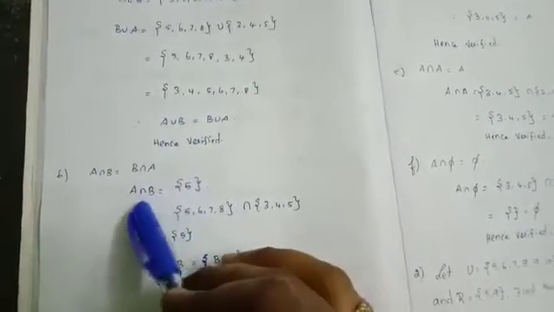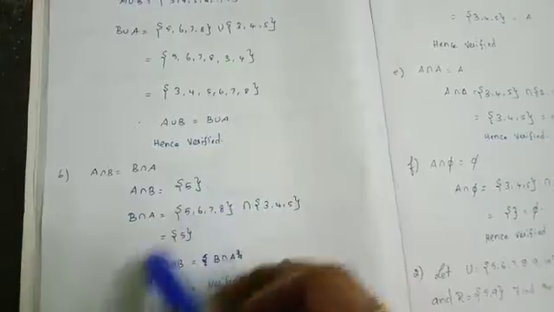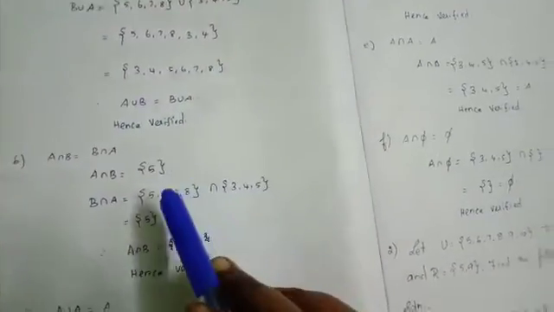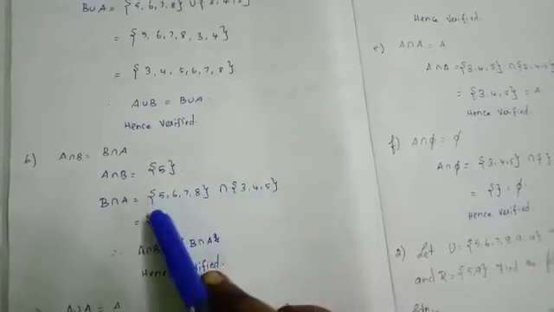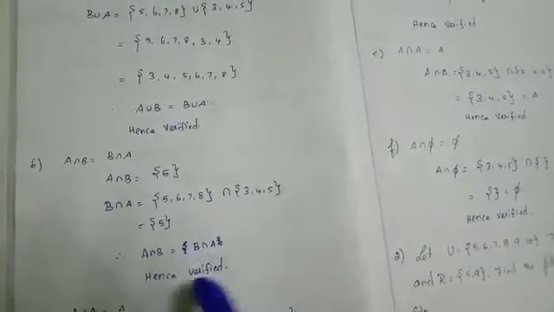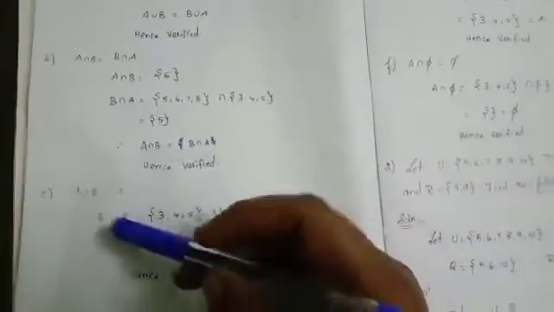The next one, A intersection B is equal to B intersection A. You verify. You already know the A intersection B value is 5. Now you find B intersection A: B set intersect A set. Intersection means only the common elements. So the common element is only 5. So the two answers are the same. So hence it's verified.